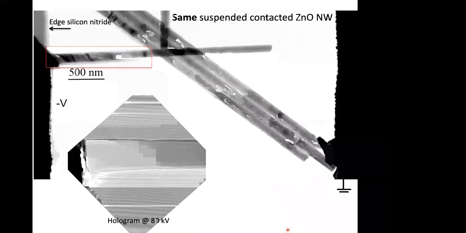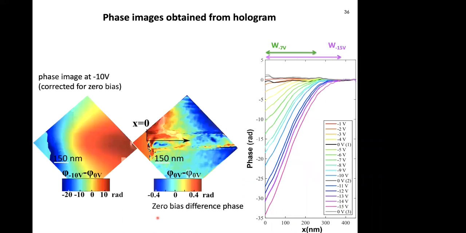So this is the same wire. Here you see a hologram made at 80 kilovolts, and from this hologram, we can calculate the phase image. What we did is that at this contact here, we applied different bias values going from 0 to -15 volts. And again, reconstructing the phase image, for each biased image we then subtract the zero bias phase image. This is what I explained at the start of this section. The idea is that by subtracting the zero bias phase image, we remove all contrast but the varying electrostatic potential.